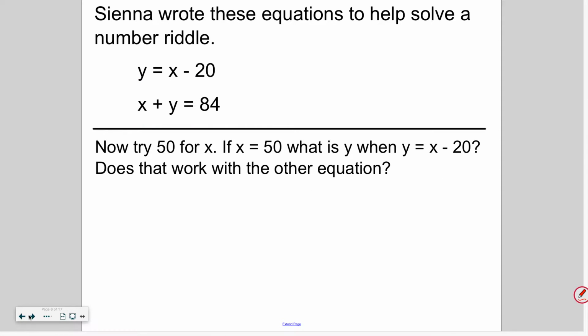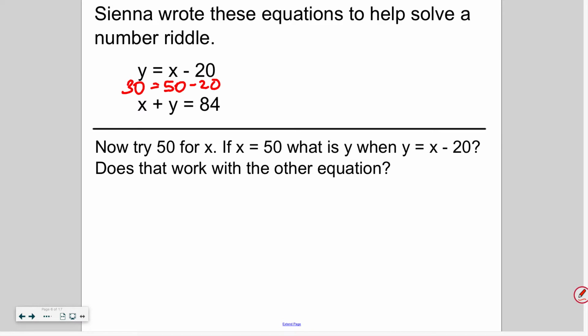Alright, so now let's try 50 for x. Let's try the first one. So 50 is x in that first equation. What do we have for y? 30. Okay. So we think 50 is x and 30 is y.